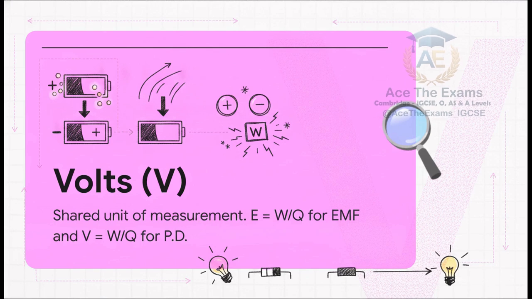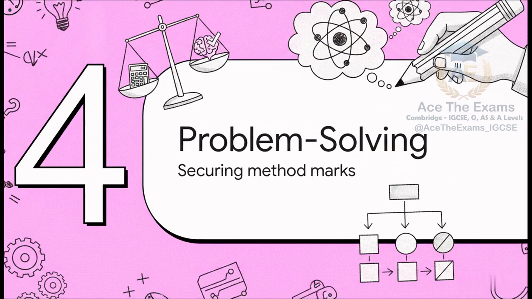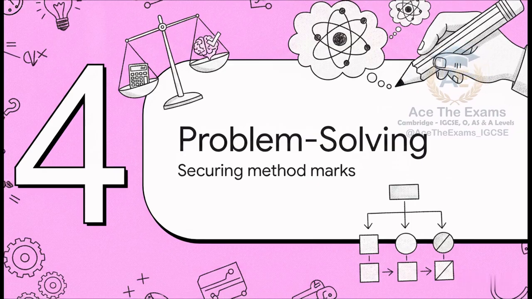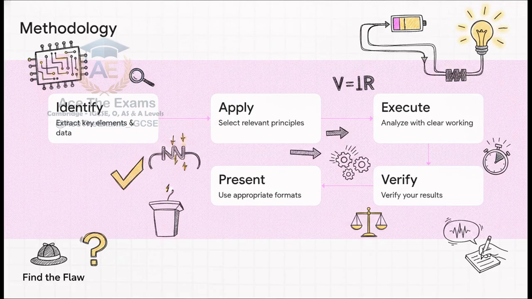If you can articulate that difference, you are golden. Section 4. Problem-solving methodology. Let's look at exactly how to secure your method marks. Remember, the Cambridge Academic Framework awards points for logical, structured reasoning, not just the final numerical answer at the bottom of the page. Let's walk through this standardized sequence for data interpretation and problem solving.